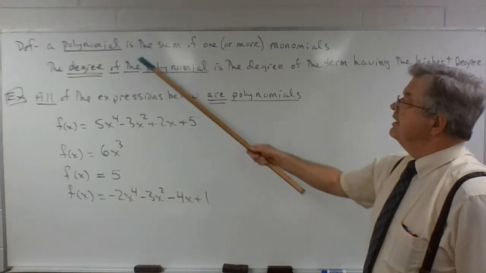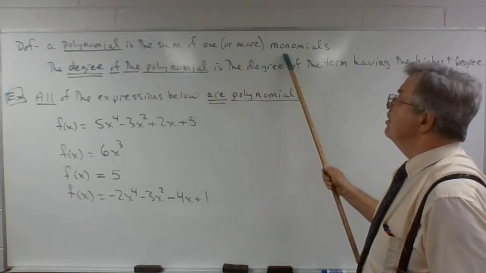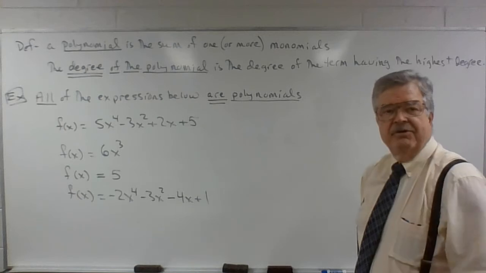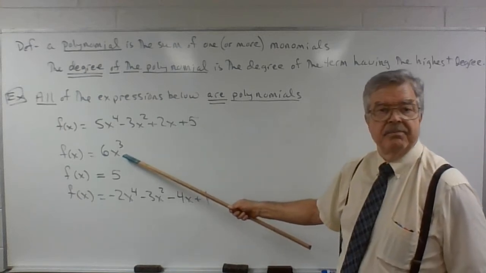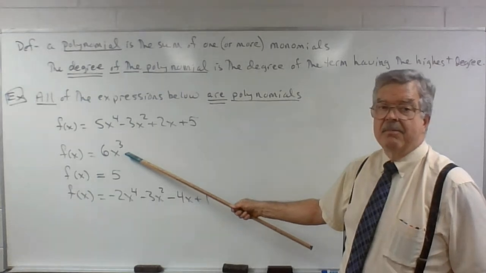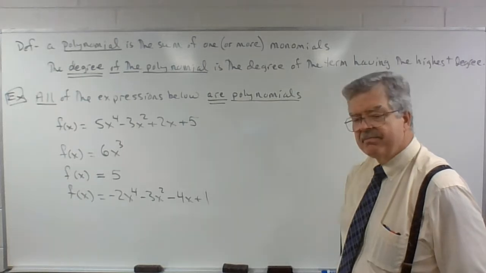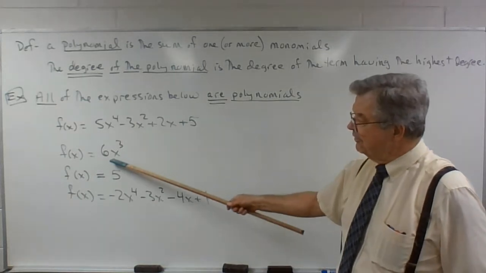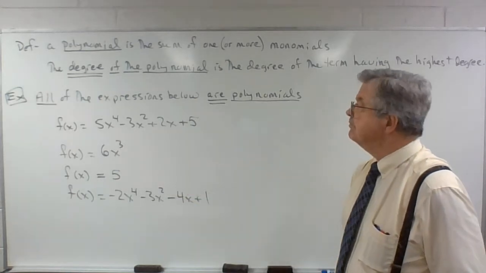And notice this says a polynomial is the sum of one or more monomials, which means we could have just one monomial, and the monomial is also a polynomial. This is the sum of one monomial.